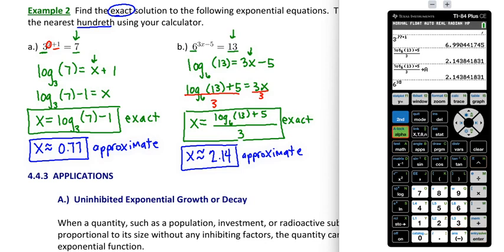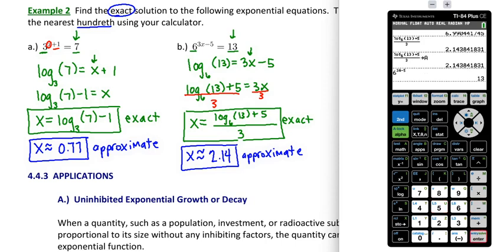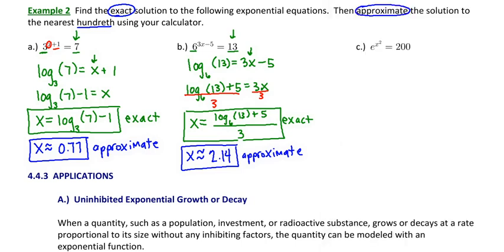So we're going to evaluate 6 to the alpha A minus 5, and we can see that gives us a perfect balance. Whereas, if we evaluate 6 to the 3 times our approximate solution, 2.14, minus 5, we'll get approximately 13. But either way, we can be confident that we have the correct solution.